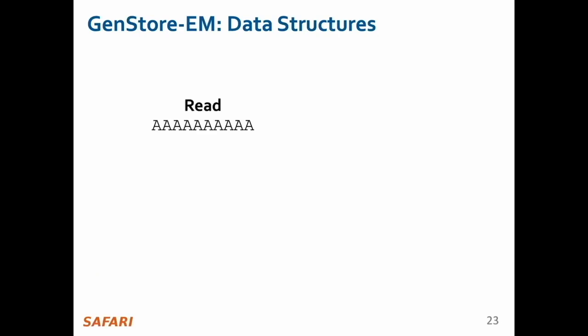Now let's look at the key idea of GenStore EM with a simplified example in which each short read consists of 10 characters. Usually a short read can be a few hundred characters, let's say 150 or around that range. But for simplicity, I'm just going to use a read data set in which each read has 10 characters.